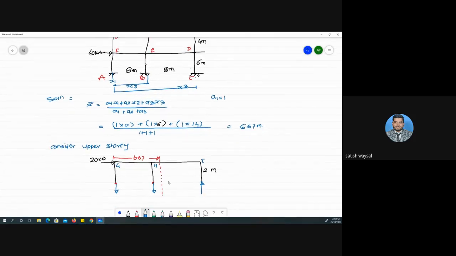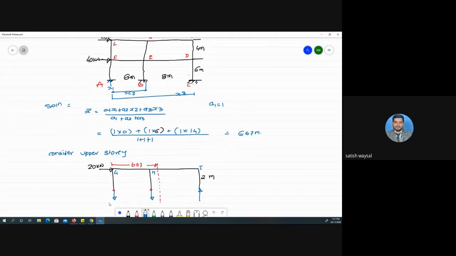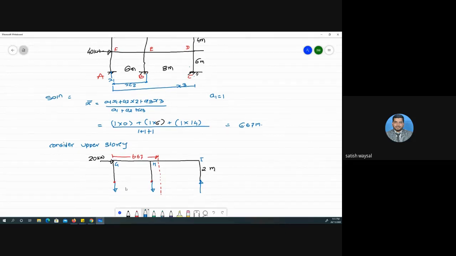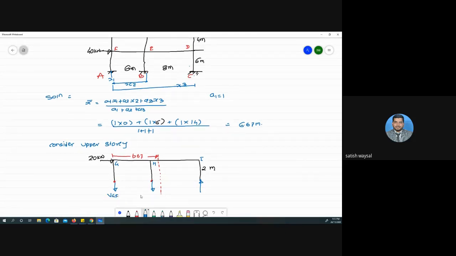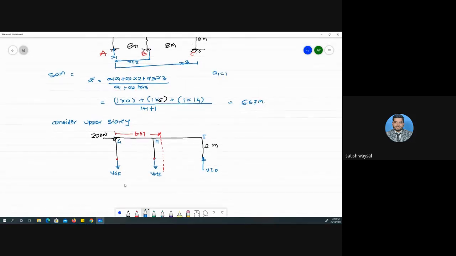So we can find out the forces. Here we name them VGF, VHE, and VID: vertical force in ID, vertical force in HE, vertical force in GF. And the individual distances you already know: this distance is 6 meter, and this distance is 8 meter.